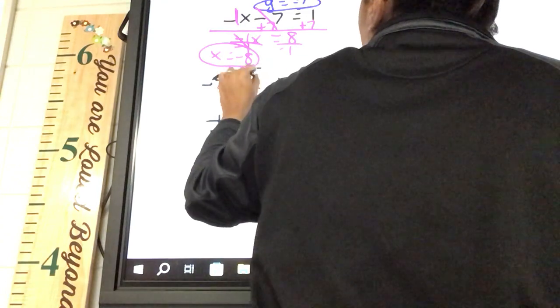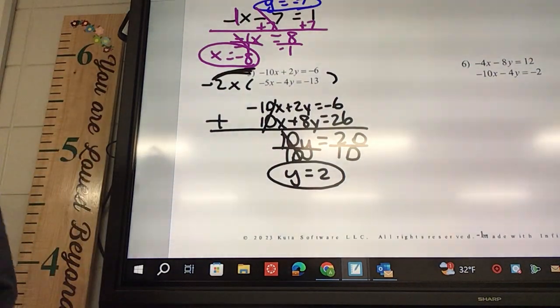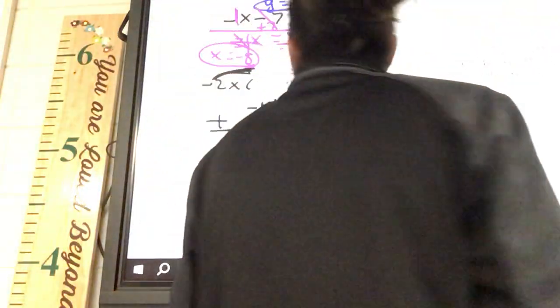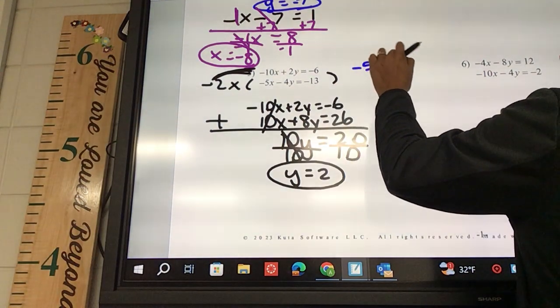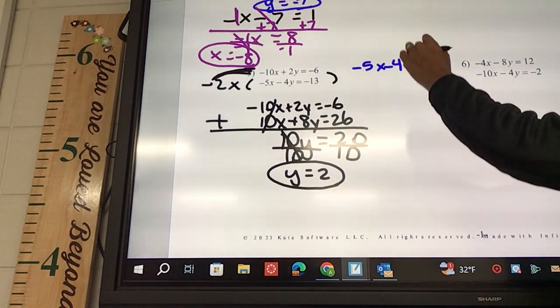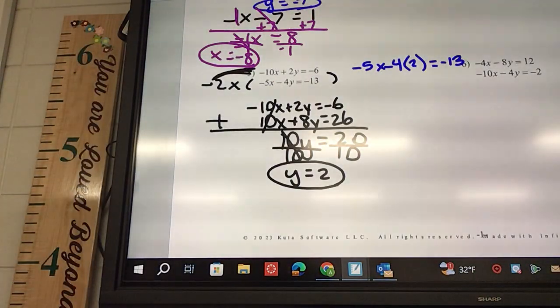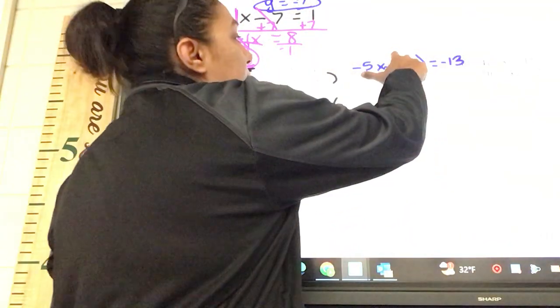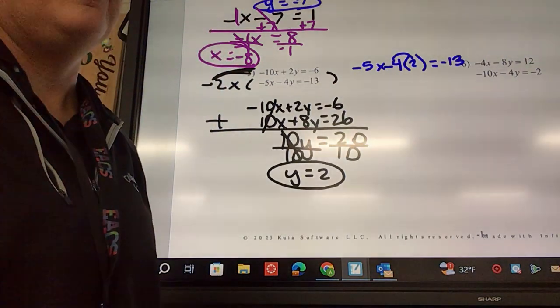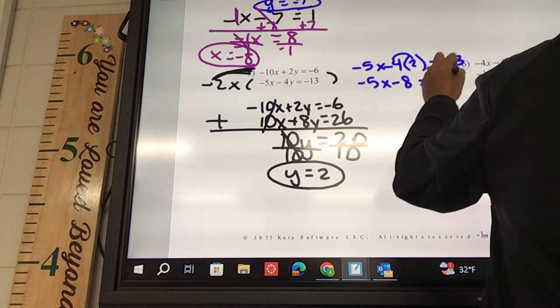Okay, now you're going to take that and plug it into one of your original equations. Which equation would you like to use? Equation 1 or equation 2? 2? Okay, so my equation 2 says negative 5x minus 4, and instead of y, what am I writing? 2 equals negative 13. Okay, and then you always got to do your parentheses first. So negative 4 times 2. Negative 8. So I'm going to get negative 5x minus 8 equals negative 13.